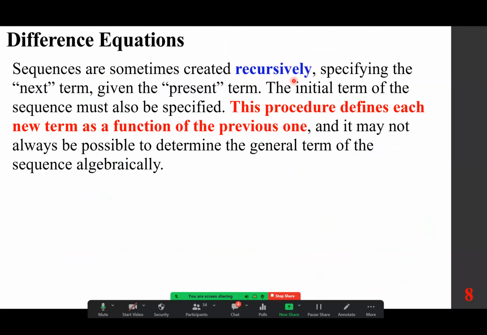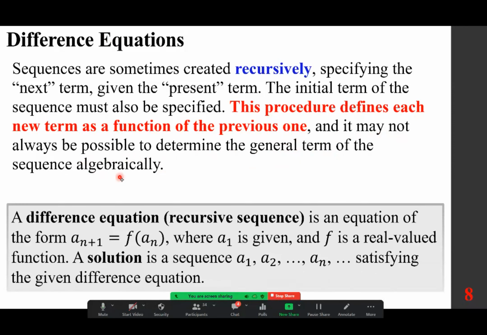Sequences are sometimes created recursively, specifying the next term given the present term. The initial term of the sequence must also be specified. This procedure defines each new term as a function of the previous one. We've already discussed that, known as a difference equation, and it may not always be possible to determine the general term of a sequence algebraically. Sometimes it's pretty difficult. So a difference equation or recursive sequence is an equation of the form a sub n plus 1 is f of a sub n, where a sub 1 is given and f is a real valued function. A solution is a sequence a sub 1, a sub 2, all the way to a sub n, which satisfies the given difference equation.